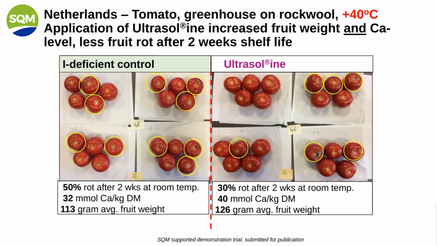Anyways, what we saw in these fruits that were collected 6 weeks after the heat wave, so these fruits were in flower when the heat wave struck them, we saw a higher calcium concentration in these fruits, but also they achieved a higher fruit weight compared to the control, which used the normal grade potassium nitrate. And this resulted also in a lower percentage of rot during storage of these fruits of 3 weeks at room temperature.